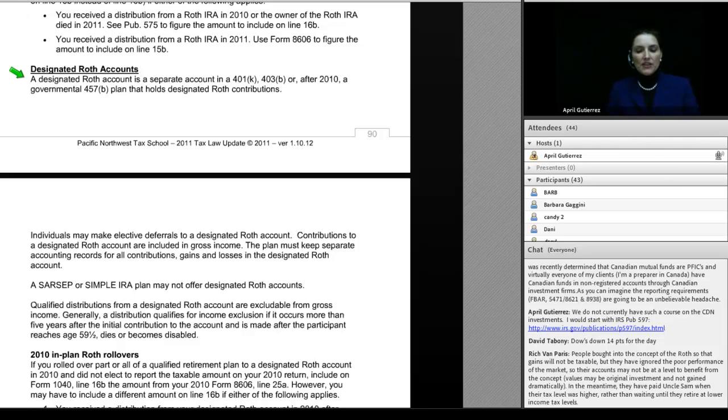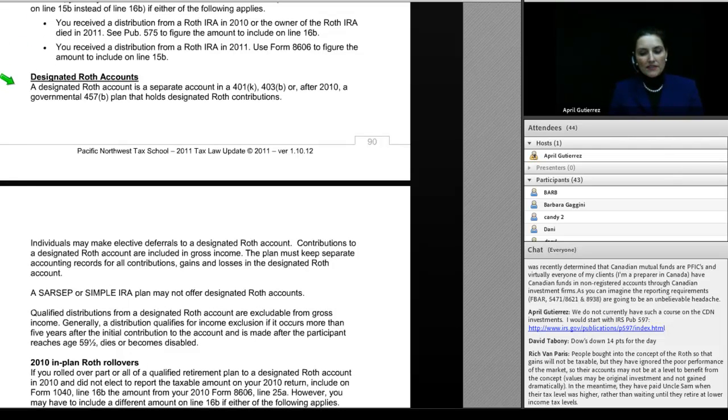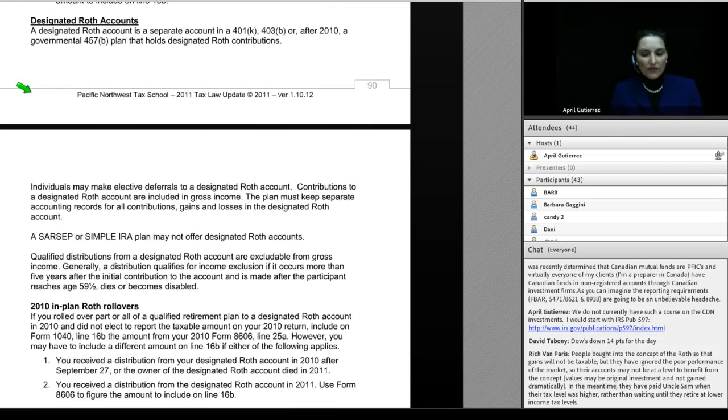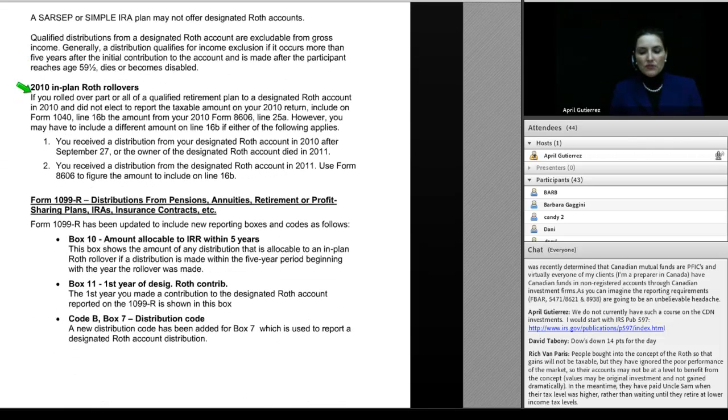There's also some information in here about designated Roth accounts. A designated Roth account is a separate account inside of a 401k, 403b, or other government type plan that holds designated Roth contributions. So it's very different. It's not a kind of IRA. Even though it's called Roth, it's not the same thing as a Roth IRA. And there are some special rules about doing those types of in-plan rollovers. So if you did an in-plan rollover from a 401k to a Roth IRA, you were also allowed to defer the reporting of the income, but only if it happened after a specified date in 2010, which was September 27th.